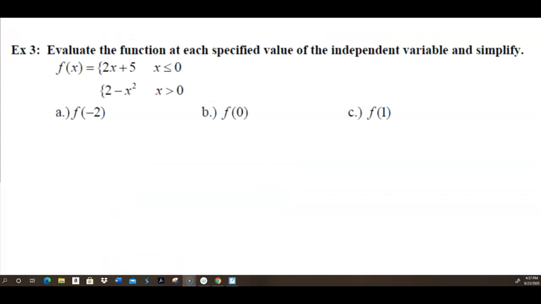Example 3, we're going to evaluate this function, which is called a piecewise function. There are two pieces. The first piece is 2x plus 5.